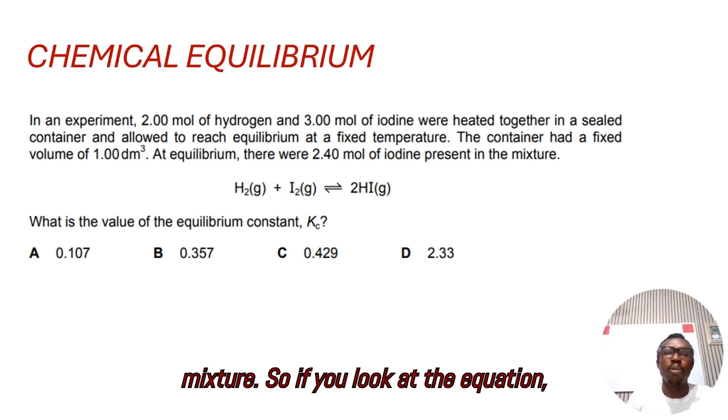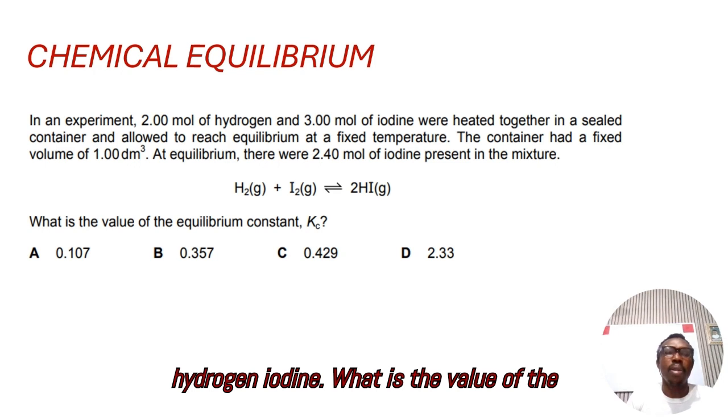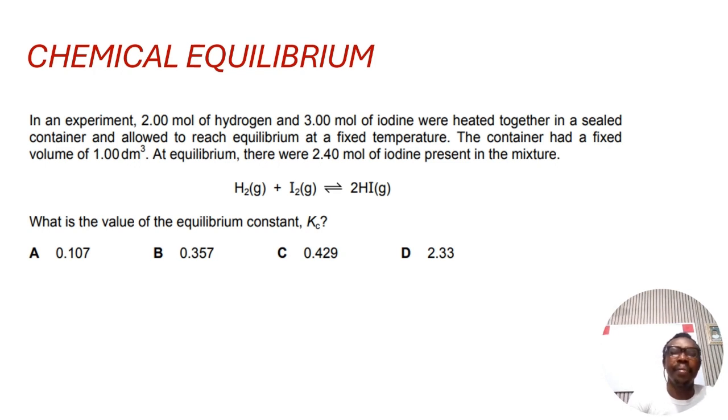So if you look at the equation, 1 mole of hydrogen reacts with 1 mole of iodine to give you 2 moles of hydrogen iodide. What is the value of the equilibrium constant, Kc?